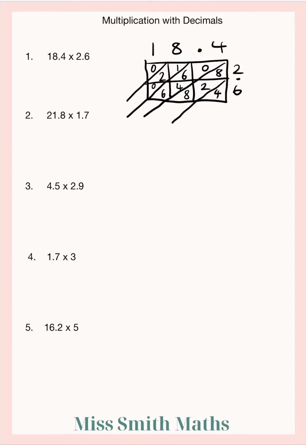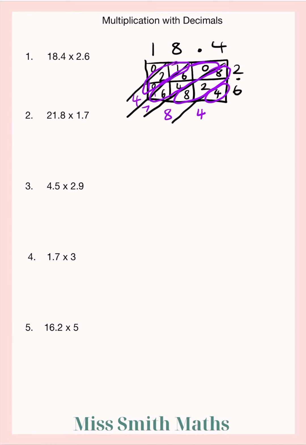Now, with my different colour, I'm just going to show you how to add up your columns again. So you've got 4, 8, 2 and 8 gets you 18, so you need to carry the 1. 0, 6, 4, 6 and 1 gets you 17, carry the 1 again. 1, 2 and 1 gets you your 4.